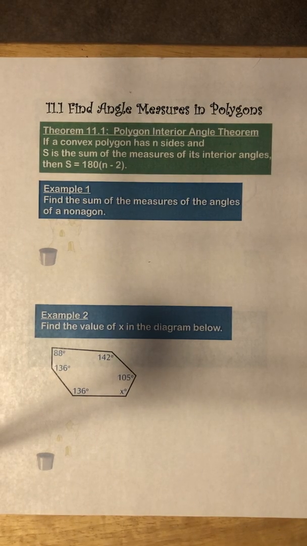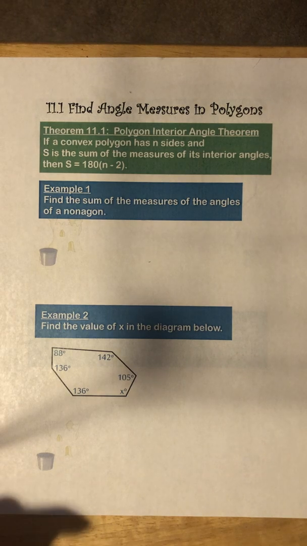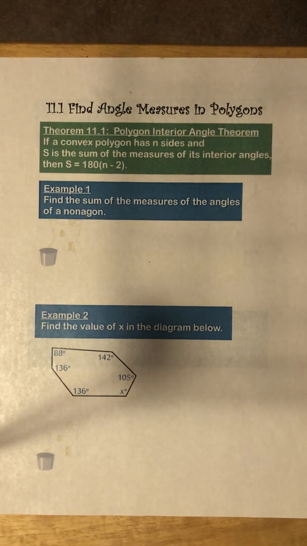All right, geometry. So we just finished chapter 10 and we are going to start chapter 11 today. We're actually only going to hit about 3 sections in chapter 11. So today we're going to do 11.1, which is finding angle measures in polygons.